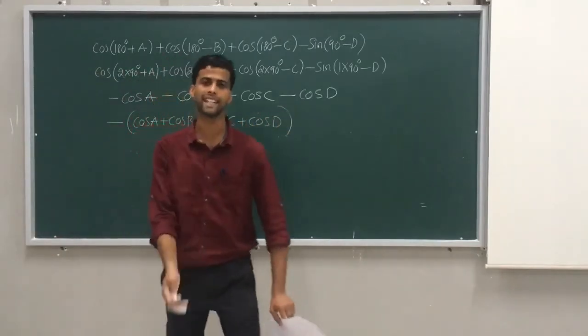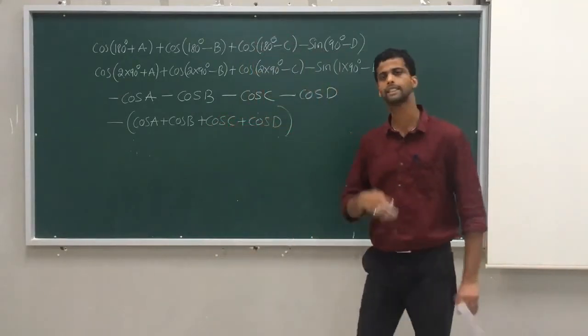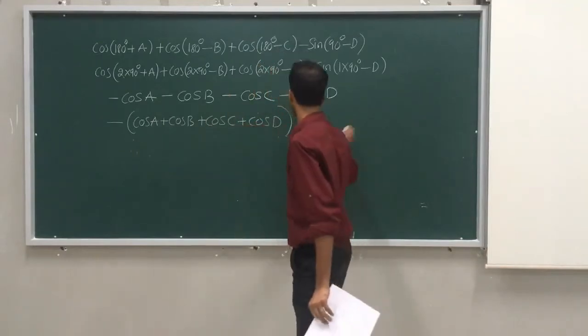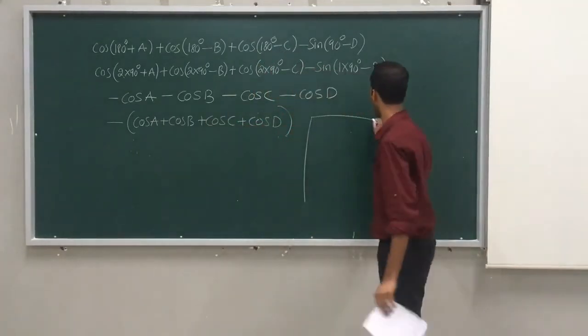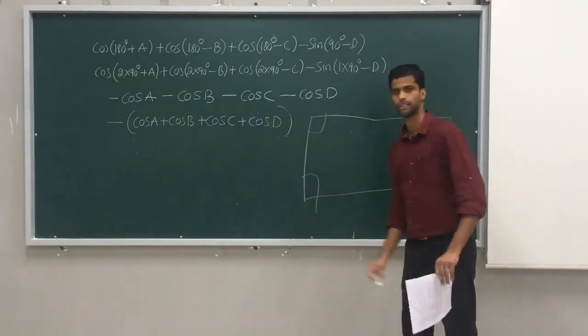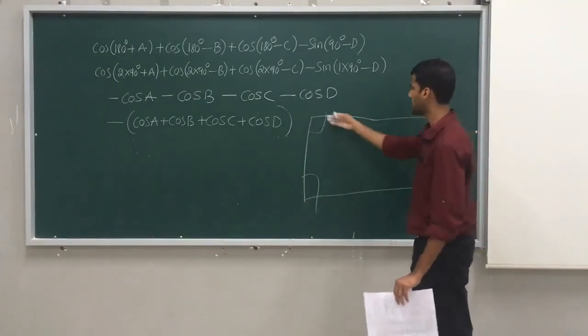In a quadrilateral, each angle is 90 degree, and the total of the angles is 360 degree. So each angle is 90 degree.